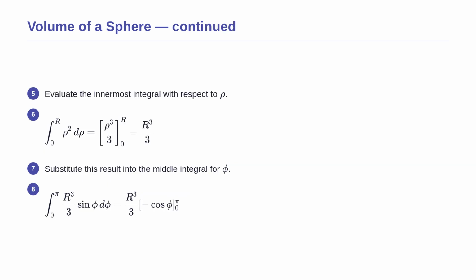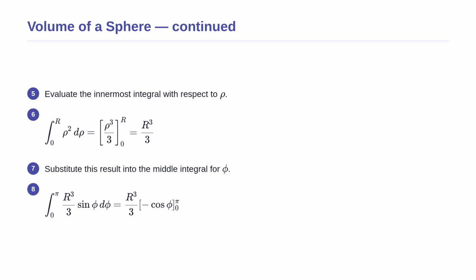Continuing with our calculation, we begin by evaluating the innermost integral, which is with respect to the radial distance rho. During this step, we treat the angle variables as if they were constant numbers. The antiderivative of rho squared is rho cubed over 3. Evaluating this from 0 to r gives us a simple algebraic fraction, r cubed over 3.